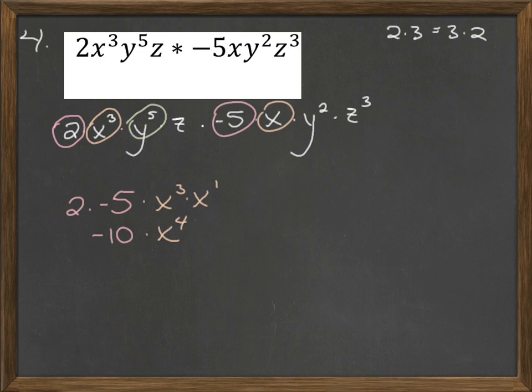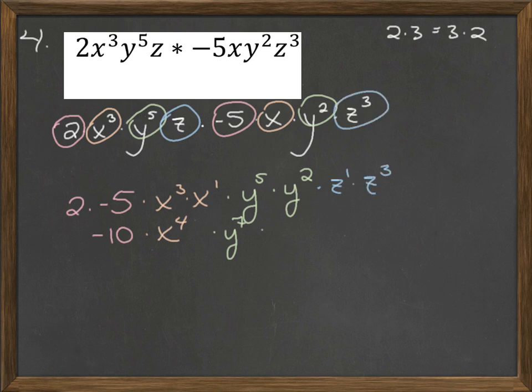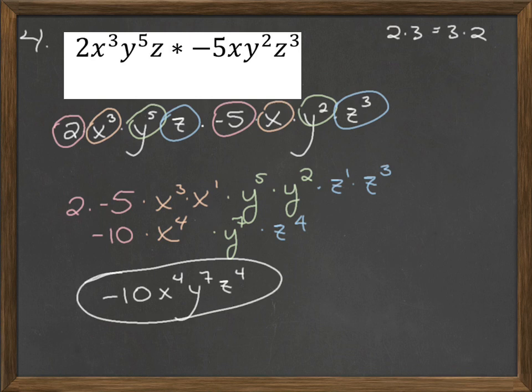Okay, so now we have our y's. So we have a y to the fifth power, and we have a y squared. Again, we can apply the product rule of exponents, which tells us to add, right? 5 plus 2 is 7. Okay, then last but not least, we have our z's. We have a z all by itself, which is really z to the first power. And then we have a z to the third power. So again, we apply that product rule of exponents, right? When we're multiplying things with the same base, we can add their exponents. 1 plus 3 is 4. So I can write my answer as negative 10 x to the fourth, y to the seventh, z to the fourth power. And that's going to be the final answer for this problem.